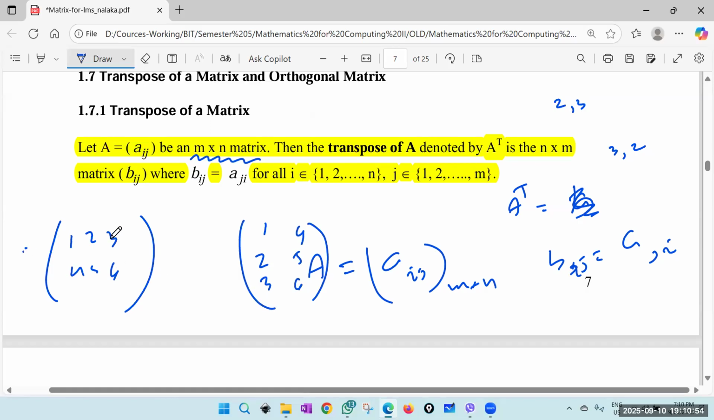Now this 1, 3 element will become the 3, 1 element. 1, 2 element becomes the 2, 1 element. Right? 2, 2 element is still the 2, 2 element. 2, 3 element becomes the 3, 2 element. Okay, so that is called transpose.